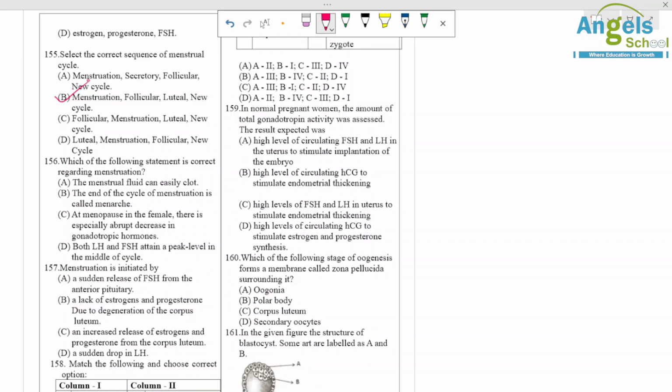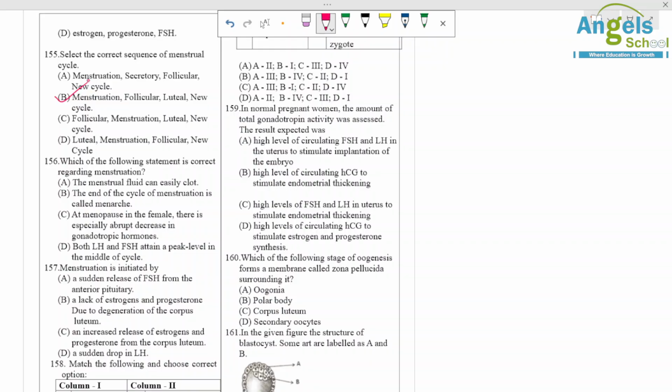Question number 156. Which of the following statement is correct regarding menstruation? Menstrual fluid can easily clot, wrong option. It remains liquid. The end of cycle of maturation is called menarche. The start of the cycle is called menarche, of course. So again, wrong option.